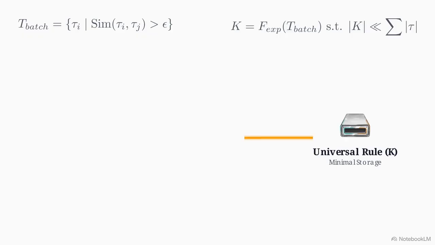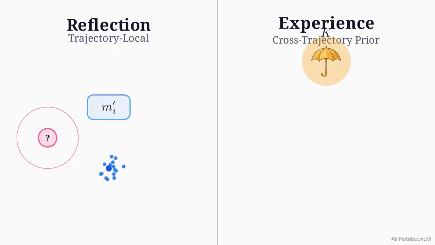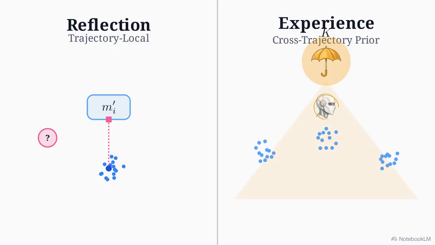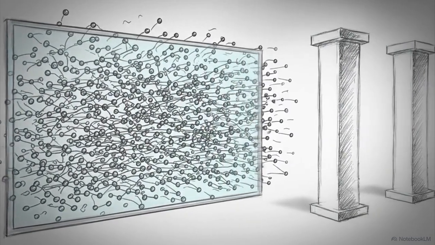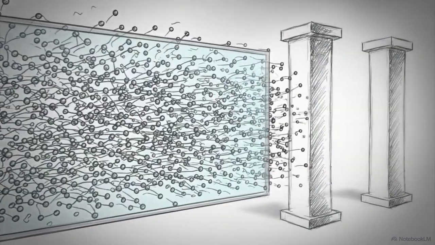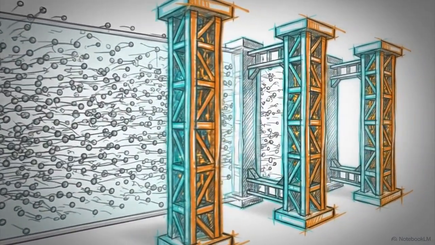Because this compressed rule set is a synthesis of many past successes, it functions as a policy prior. Unlike reflection, which searches for a specific context match, this prior acts as a pre-existing intuition. It guides the agent's initial strategy in a completely unseen environment before the agent has even performed its first action. By abstracting rules from raw data, the agent eliminates the immense compute cost of retrieving historical logs line by line. It replaces brute force search with generalized intuition.